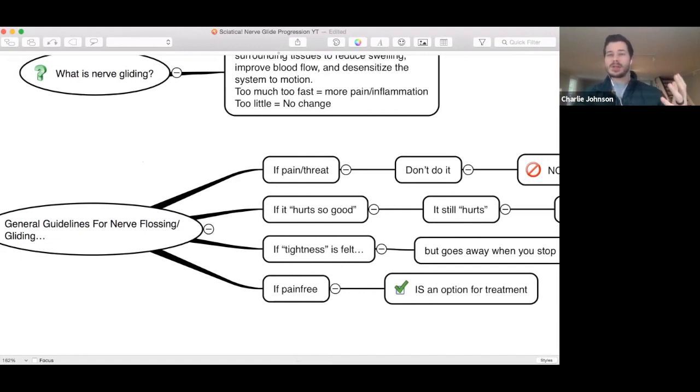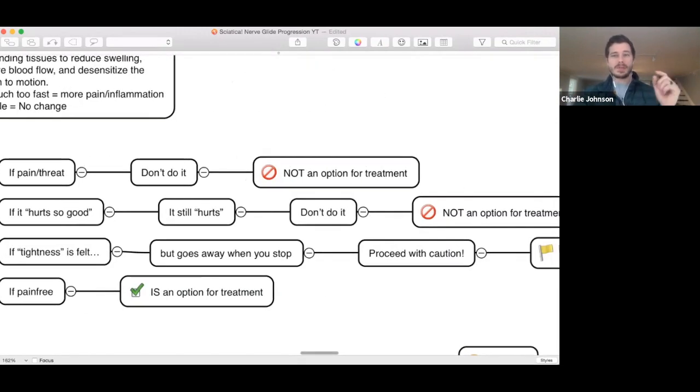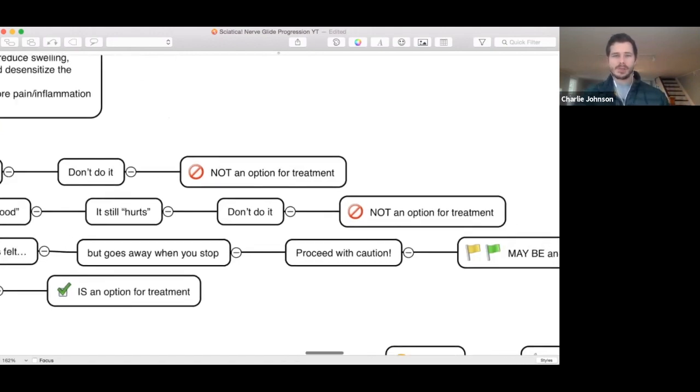And it hurts so good. It feels so great when you're getting a deep tissue massage or doing it to yourself, but it still hurts. So if you're trying to feel better, that doesn't really make sense. Don't put yucky into the system. You'll get yucky out. Don't do it. Not an option for treatment.